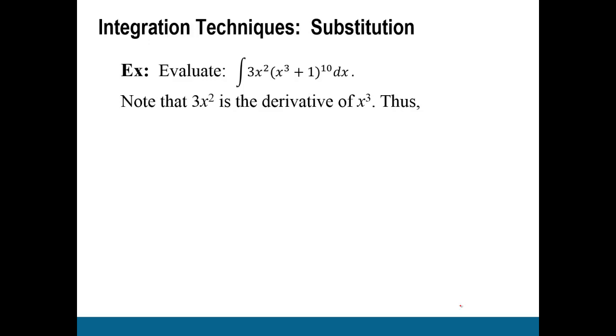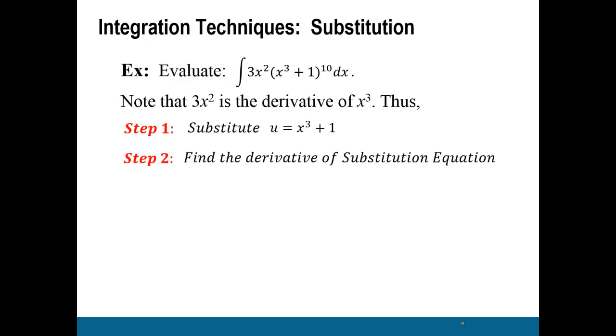Note that 3x squared is the derivative of x cubed. Therefore, we can substitute u equal to x cubed plus 1. Remember that the goal here is to rewrite any x variable as a u variable. The second step, we'll find the derivative of the substitution equation. So we'll take the derivative for both sides of the substitution equation.